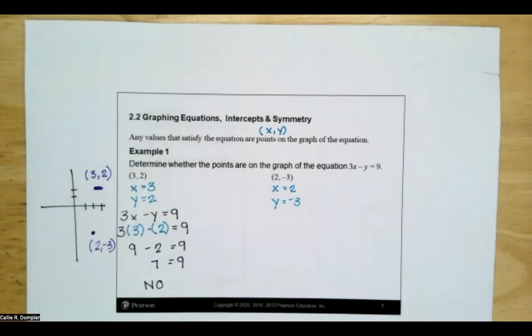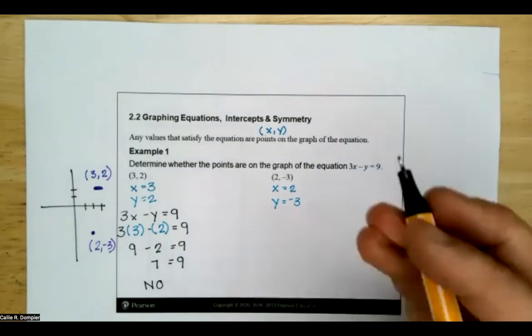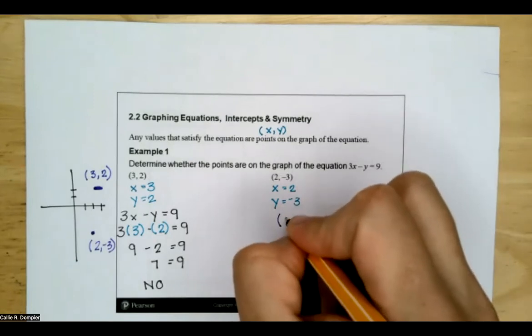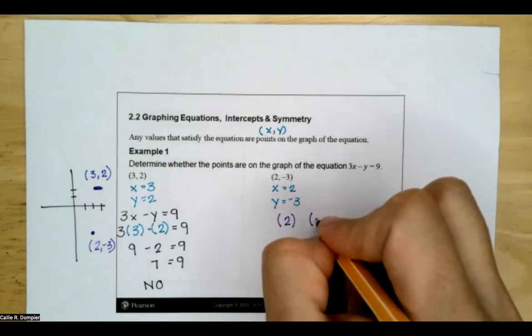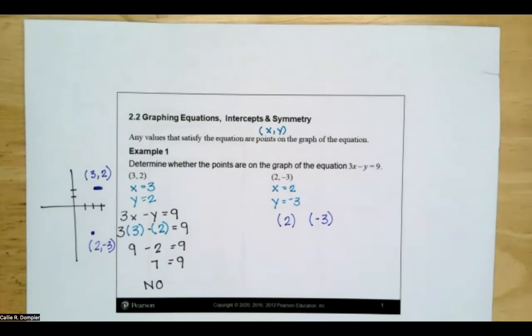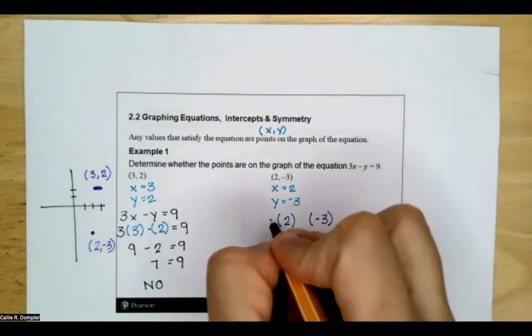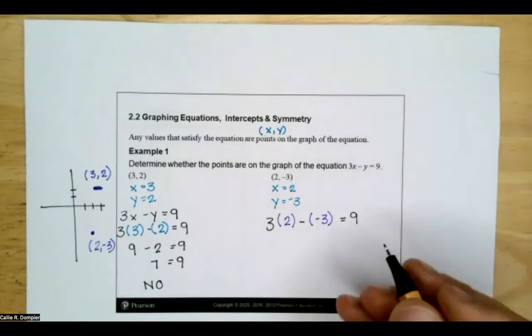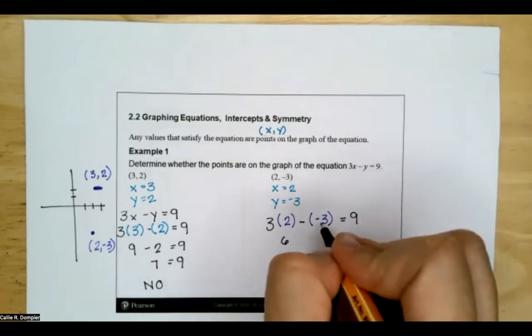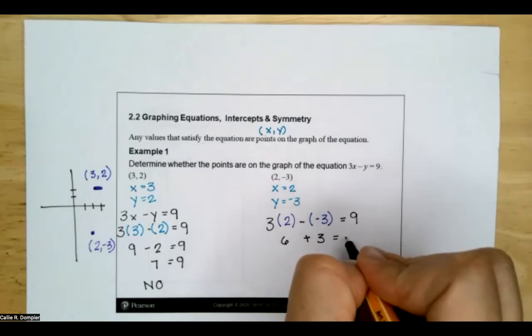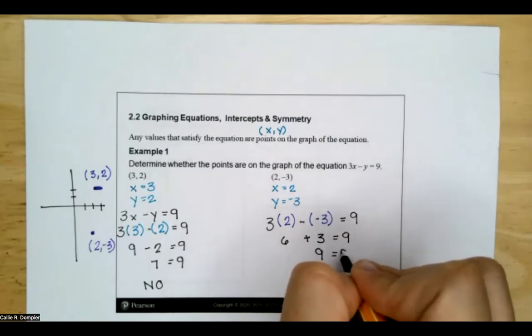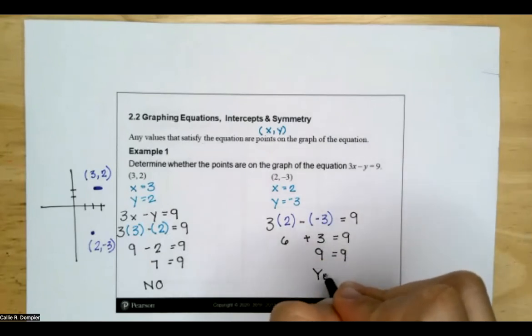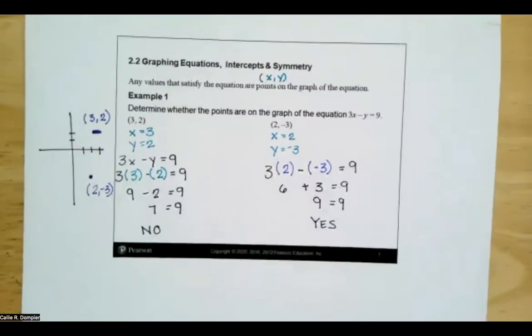And they want to know, is that part of this line? All right, so same thing. We're just inputting 2 for x and -3 for y, but same equation. 3 times x minus y equals 9. 3 times 2 is 6, minus a -3 is going to be +3 equals 9. So that is true. So this does satisfy the graph of the equation.